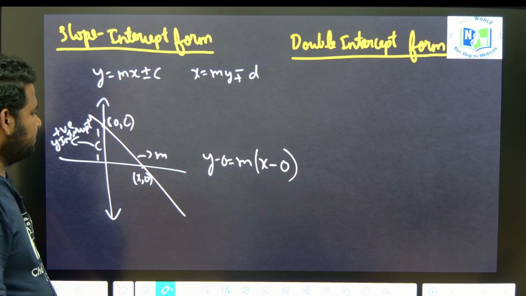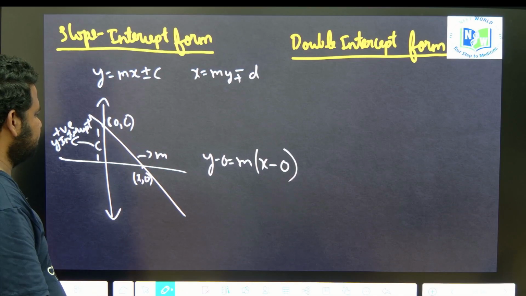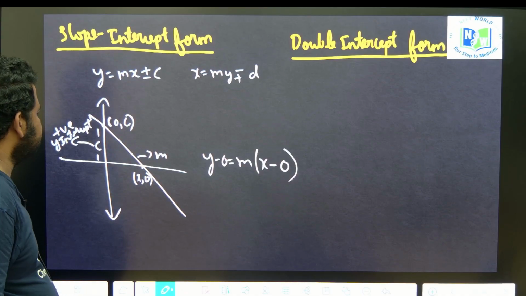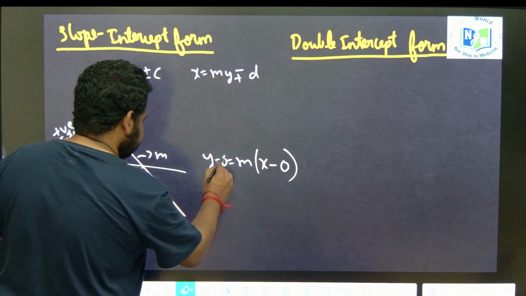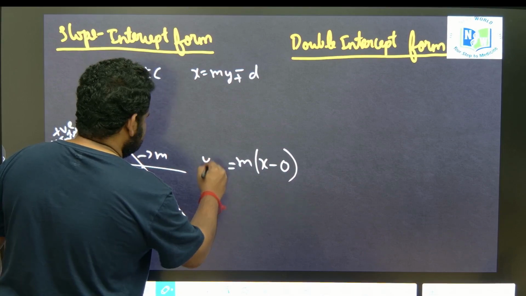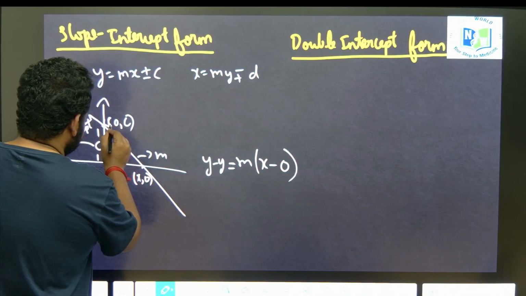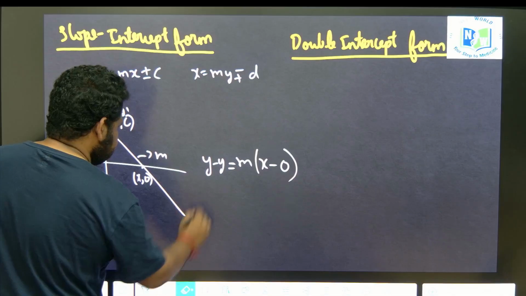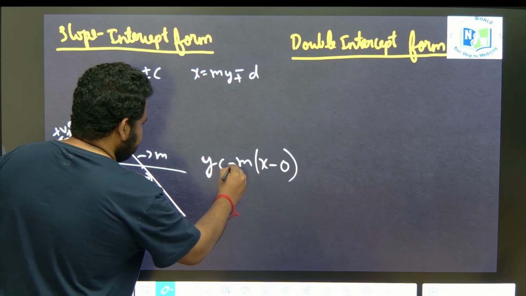Y minus y1 is equal to m times x minus x1. Correct? So this will become m times x minus x1. Actually, y minus y1 will be this one. This is the point you have to consider, the point x1, y1. Y minus y1 will be here, y1 will be c. So this will become y minus c equals m times x minus x1.